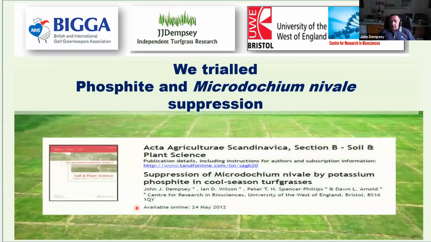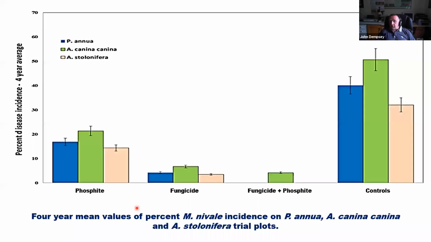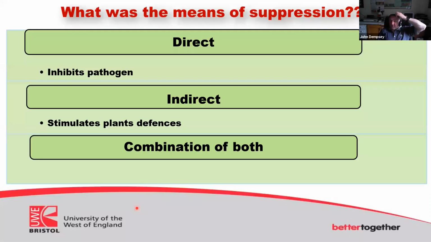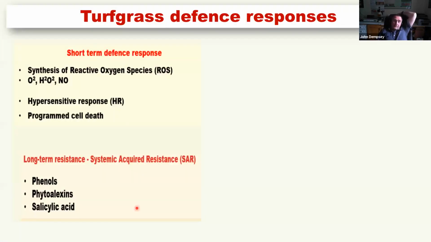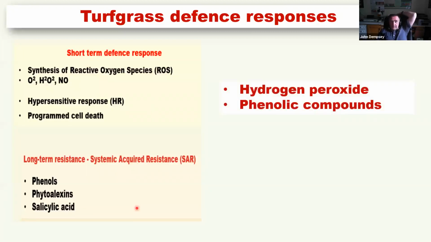We did a lot of research over 4 seasons, which we published in 2012, 8 years ago. We trialed phosphite for Microdochium suppression, and we got very good results. It reduced Microdochium by 50% sequentially. How was it done? Well, we looked at numerous ways in which it reduced disease, but one we looked at was the enhancement of defense responses. As I say, we looked at 2 areas that I've already mentioned: hydrogen peroxide generation and phenolic compounds.